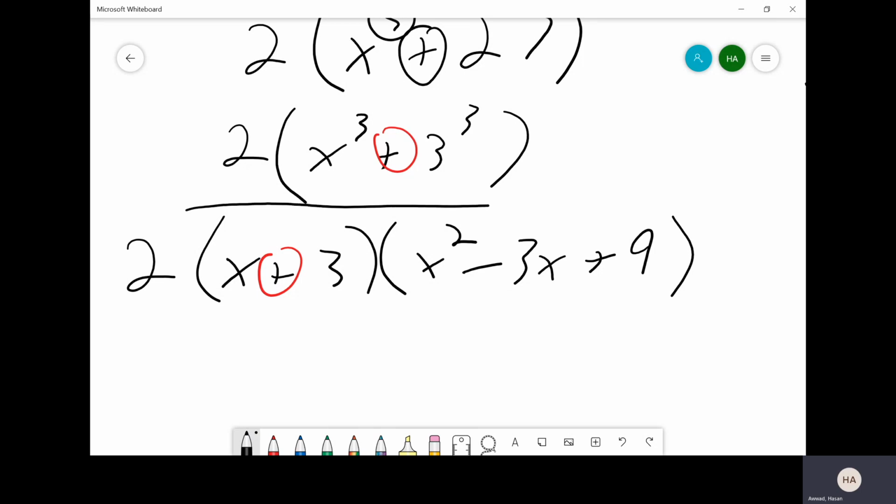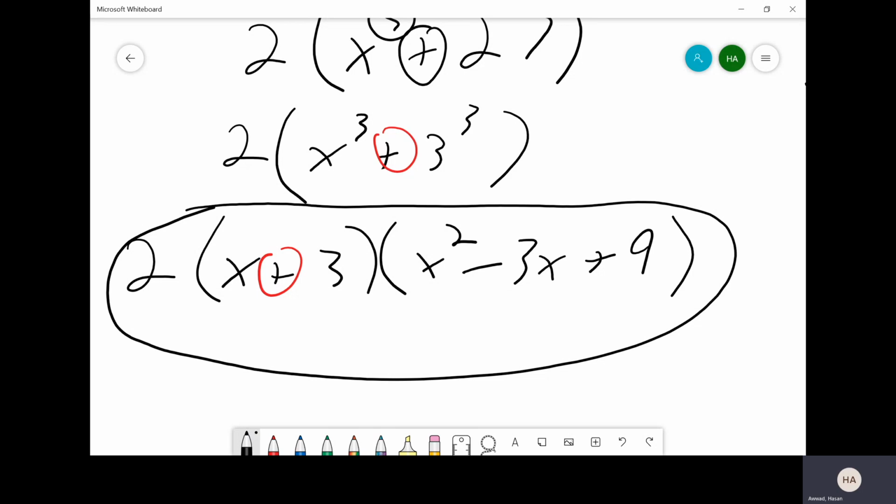Okay, so this is going to be our final answer here. And how do we know that it's our final answer? Well, we have 2 times whatever is in this parentheses times whatever is in the other parentheses, right? And I'll put another dot there. Notice that outside of the parentheses, there are no other things happening. There's no addition, there's no subtraction, right? So that's how we know that we're fully factored.